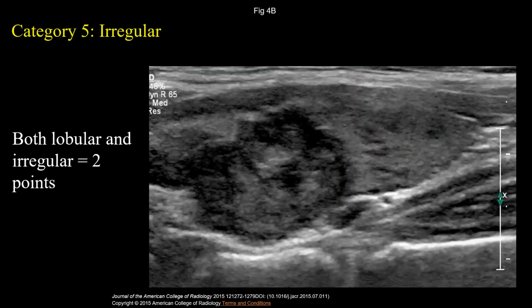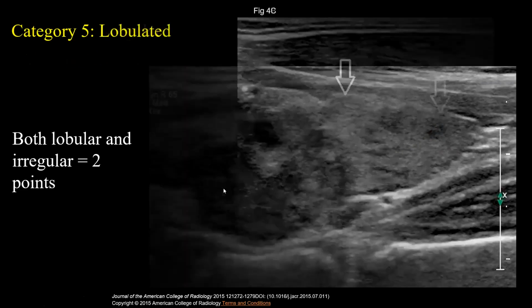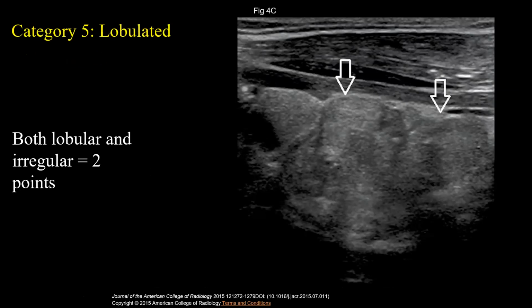So this is a nice example of an irregular margin. You can see there's sharp angles, it's jagged, it's irregular. This would be given 2 points, and the lobulated one will also be given 2 points. So here we have some nice lobulations, again, very similar to what you would see when you're looking at a cirrhotic liver.